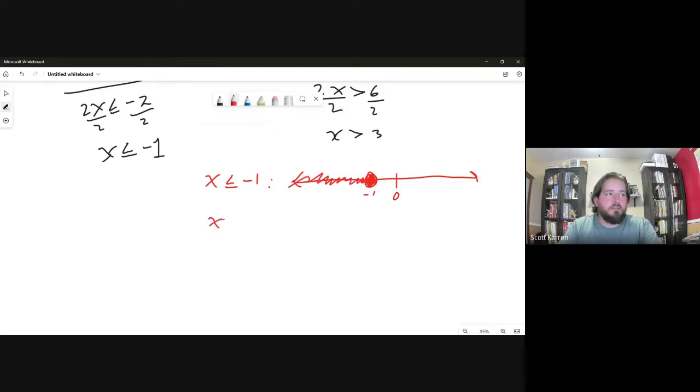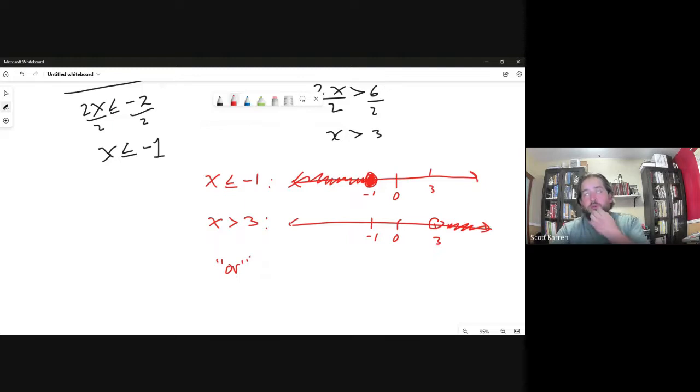For x is greater than 3, there's 0, there's -1. Here's 3. Let's throw 3 on both of them. But greater than 3 is an open circle at 3 and everything to the right. But when we say or, it means it could be a solution to one or the other, or possibly even both, right? So when we combine the solutions to these two, it's going to be anything that's highlighted anywhere, right? So these guys right here, they're highlighted, and so they're going to be part of my solution set because they're part of one of the solutions.